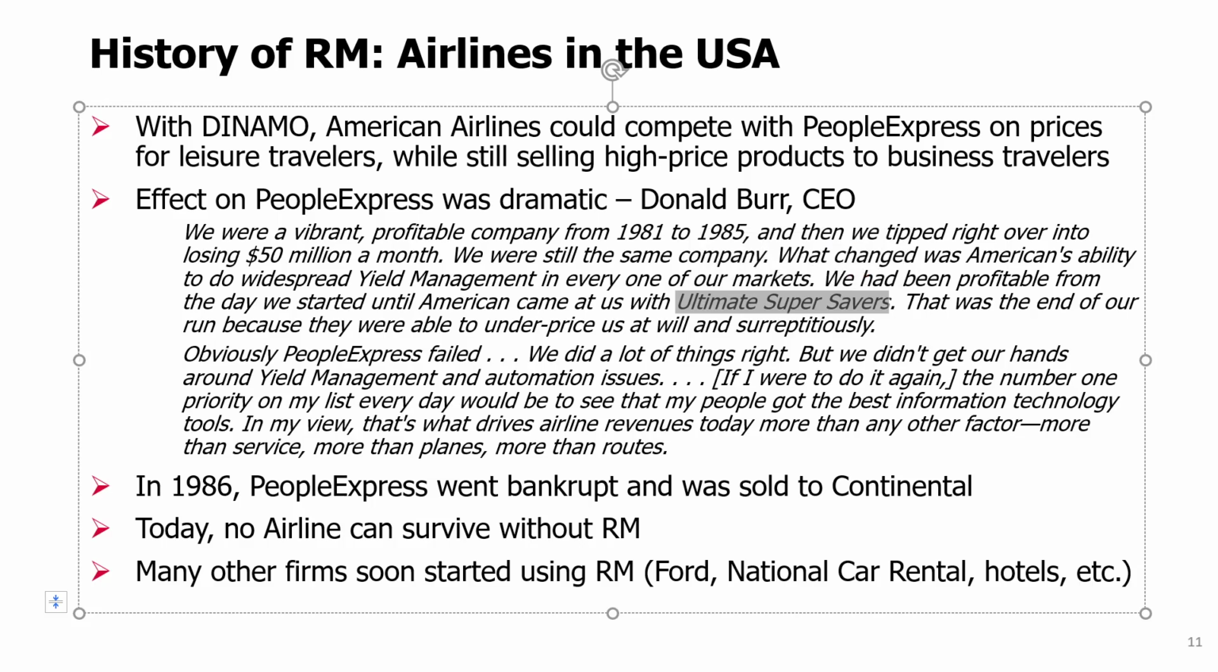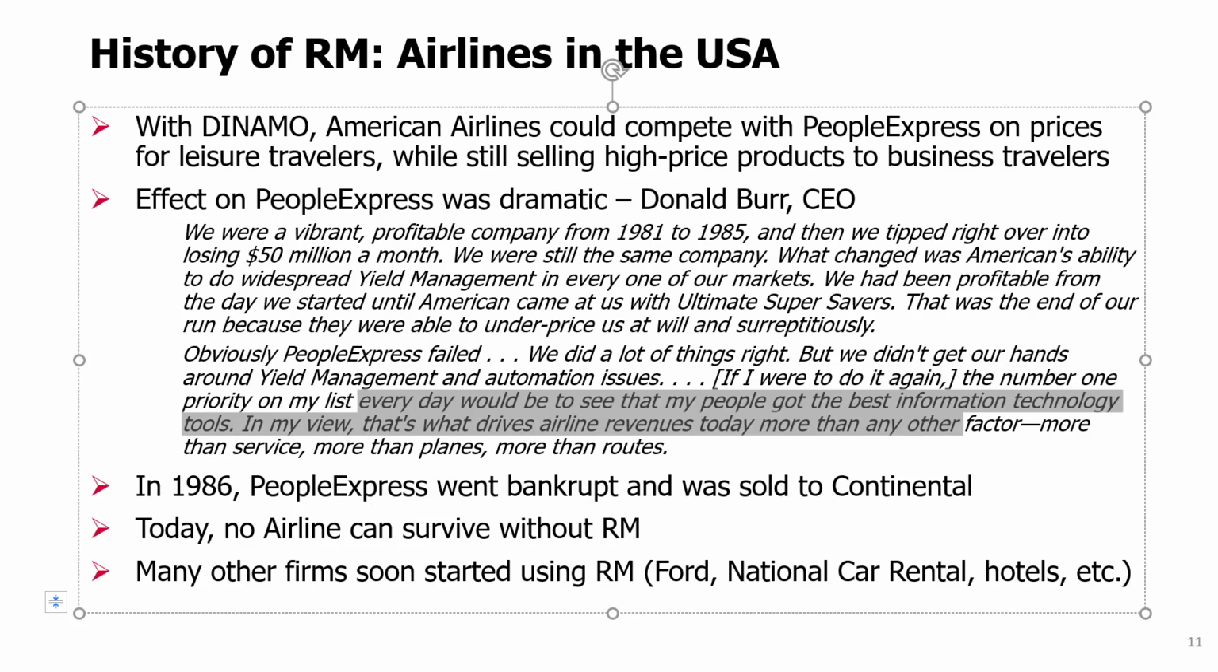So you see that they suddenly could offer this different ticket, right, with a much lower price without undercutting their high price products for business travelers, right? That was the end of our run because they were able to underprice us at will and surreptitiously. Obviously, People Express failed. We did a lot of things right, but we didn't get our hands around yield management and automation issues.